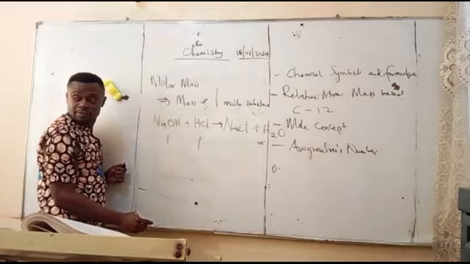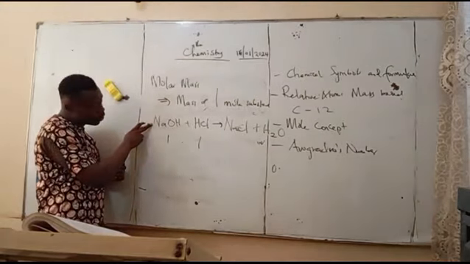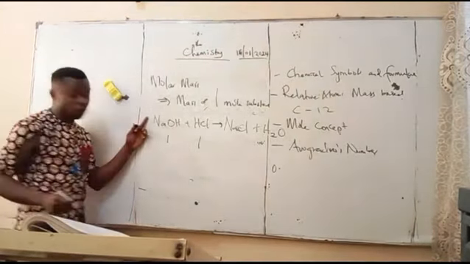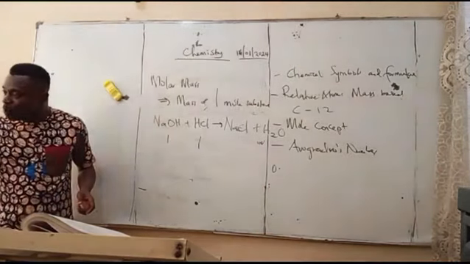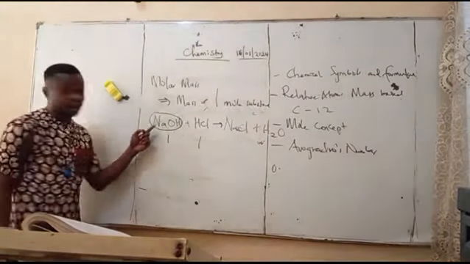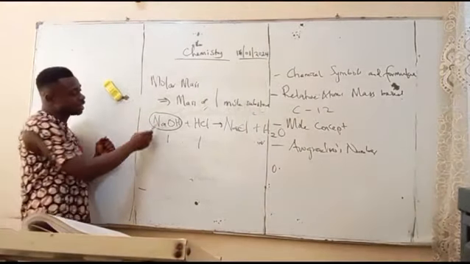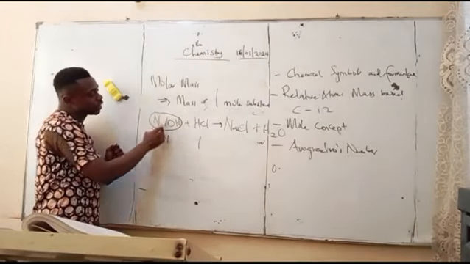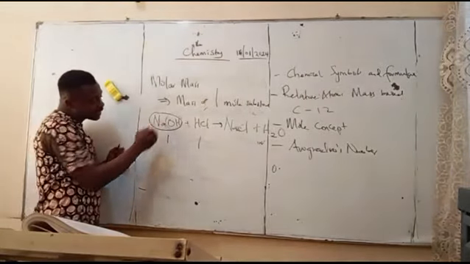Now, if you look at this, this sodium hydroxide is 1 mole, okay? It's 1 mole of what? Sodium hydroxide. Now, mass of 1 mole of sodium hydroxide is written as what? The molecular mass. You simply calculate the relative atomic mass of each of the component elements.